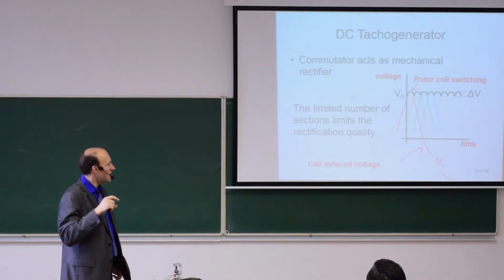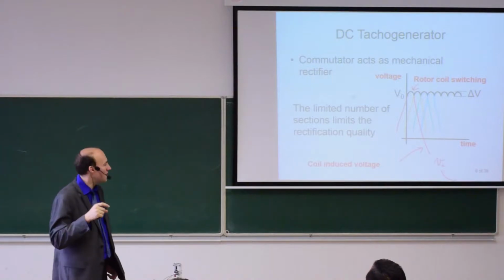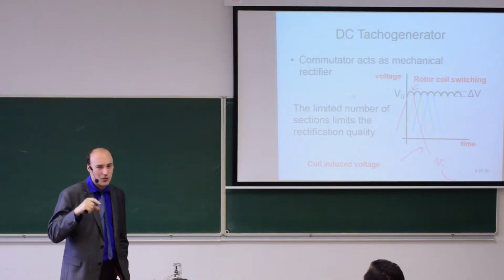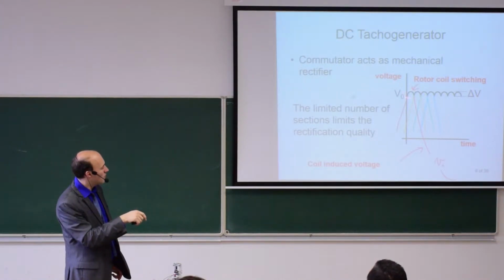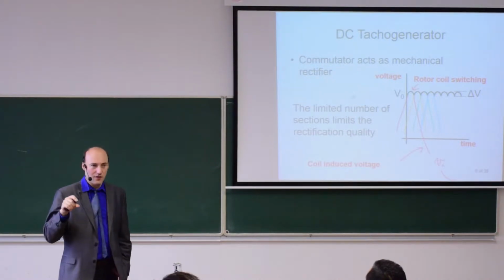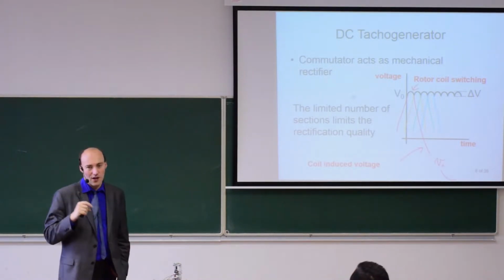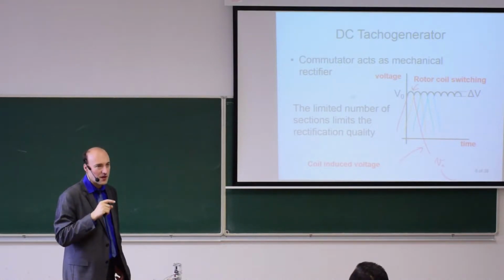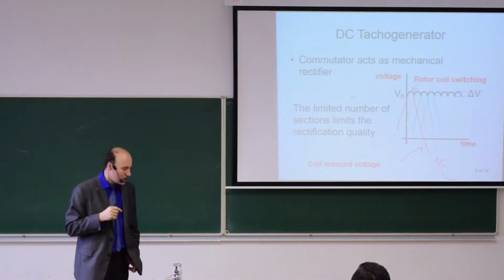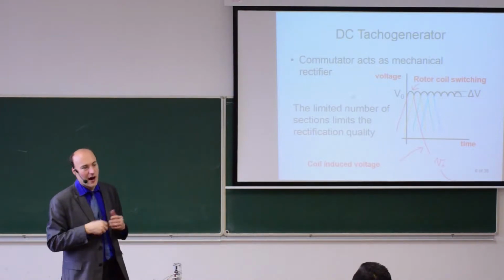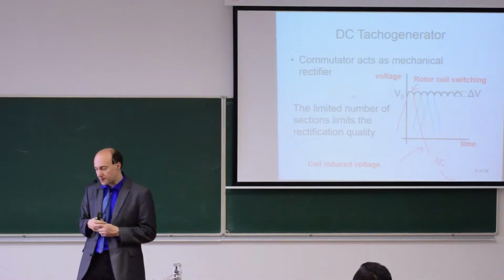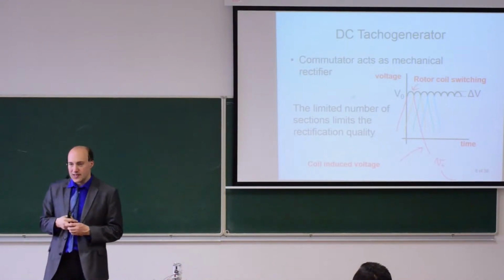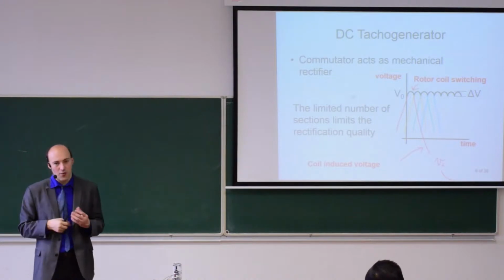So the commutator and brush act together, and it is switching between the individual coils, so that when we look on the voltage output here, we will see just those peaks, and the DC voltage V0 will be proportional to speed. The higher the rate of change of magnetic flux, the higher the induced voltage. So the signal that we want to get from the DC tachogenerator is a DC voltage that is proportional to speed.